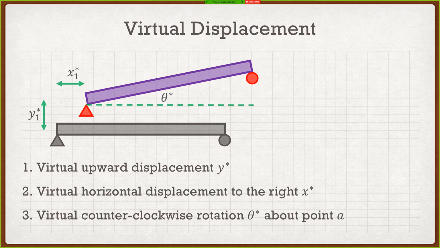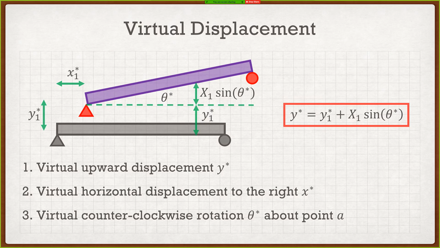Now, this is great because if we look at the original beam, which is shaded in gray, and the current position of the beam, the virtual displacement, which is the purple beam, we can create a relationship for that vertical deflection. What is that relationship? Well, y star is equal to y1 star, which just comes from the virtual upward displacement of y star, plus x1 multiplied by sine of theta star, and this comes from the rotation. This is going to be essential to the principle of virtual work, as you will see. Anything that involves virtual work, we need virtual displacement. So the first step in this question is to find that virtual displacement. Well, now we have it.